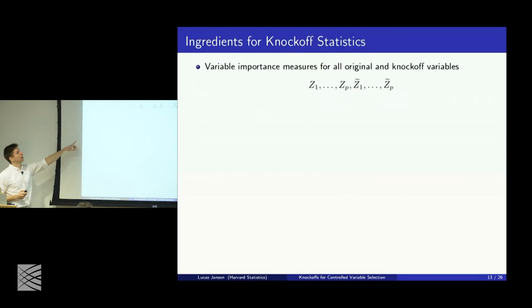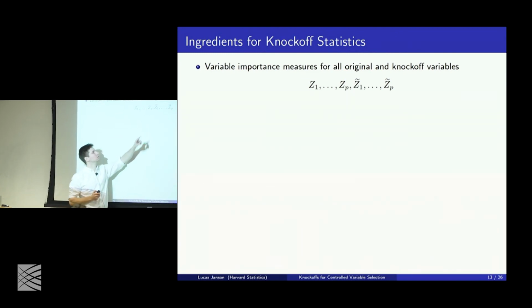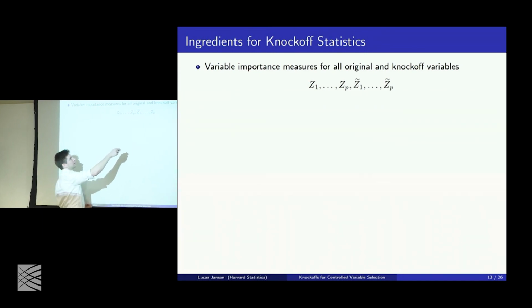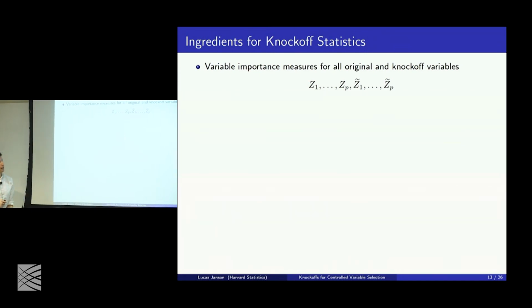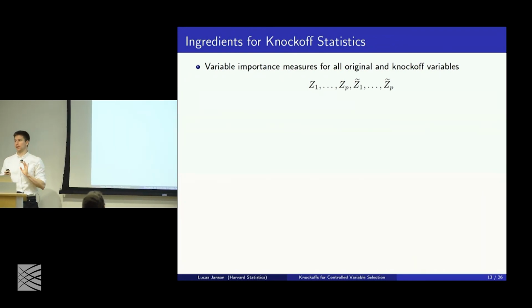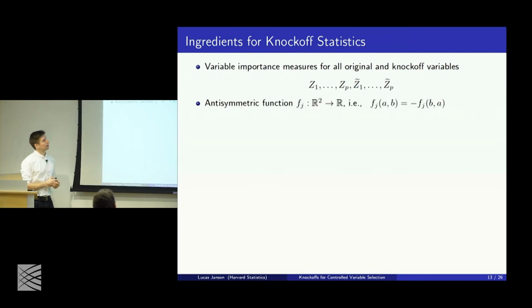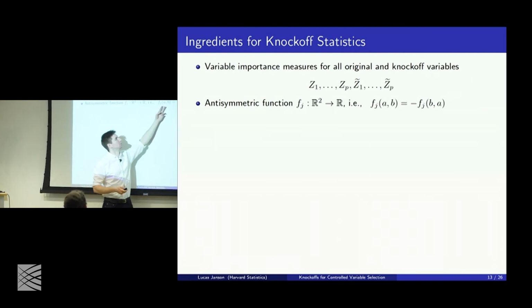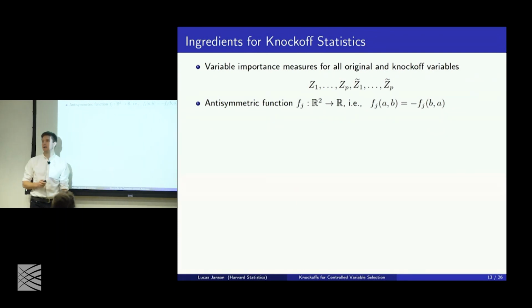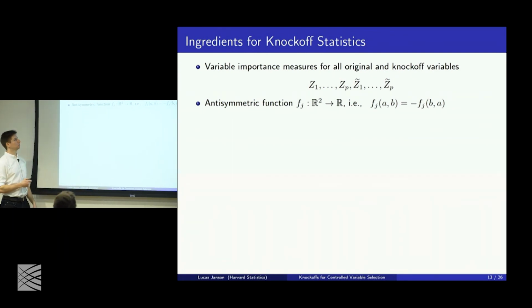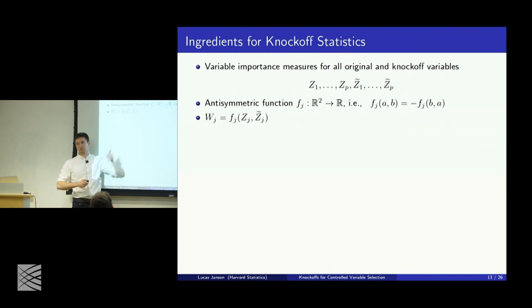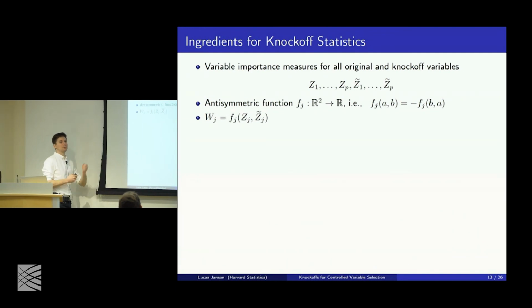All right, so remember that we had these variable importance measures, Z_1 through Z_p, and Z̃_1 through Z̃_p. So these are the variable importances for X, and these are the variable importances for the knockoffs. And these are computed again, however you like. And then I'm going to pick some anti-symmetric function. That just means it takes 2 variables, spits out a scalar, and when I swap the 2 variables, I get a minus sign. So for instance, a minus b. Perfectly good anti-symmetric function, the one we actually always use. And then I'm going to set W_j to be f_j of Z_j, Z̃_j. So this is, again, measuring the relative variable importance between X_j and its knockoff.